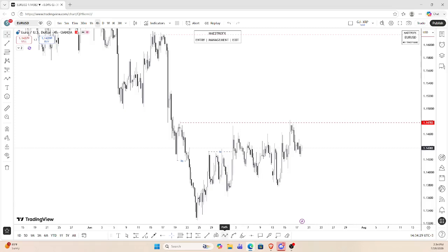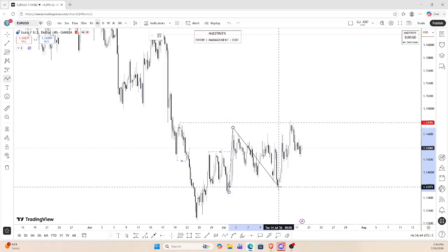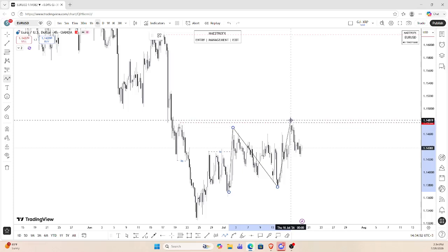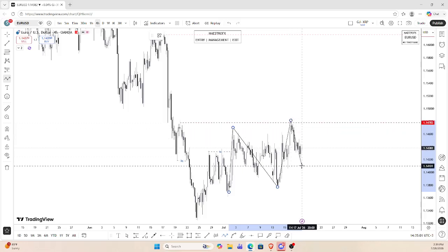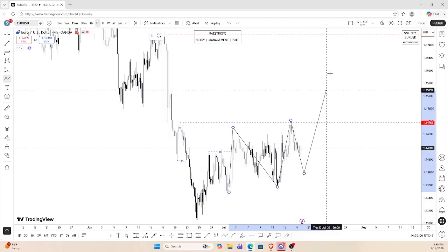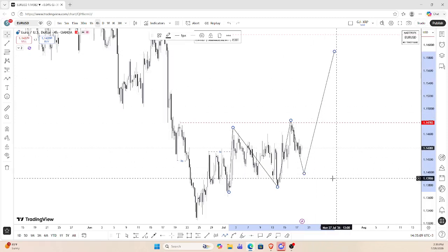And yes, after this break of structure, let me label this for you. Yes, after this break of structure, we had a correction, a deep correction to 78.6 and continued pushing higher. Okay, and so clearly you can see that the lower time frames have now started shifting bullish, and for that case it is only fair for us to look for correction and continue with the lower time frame trend.